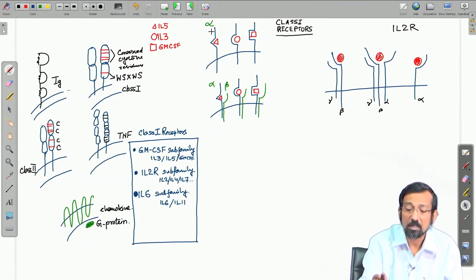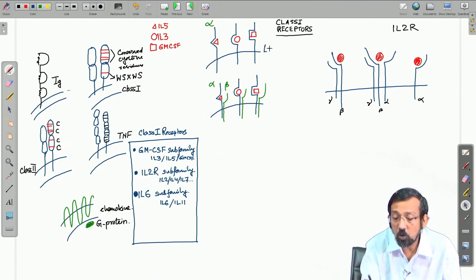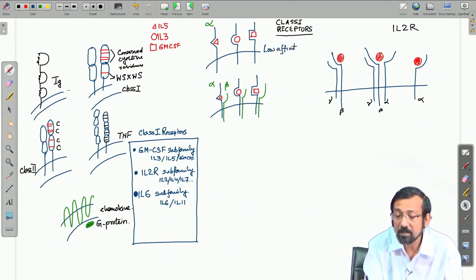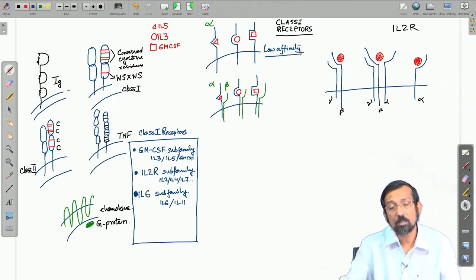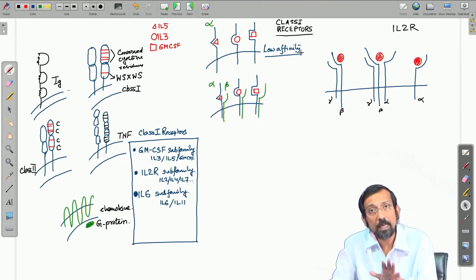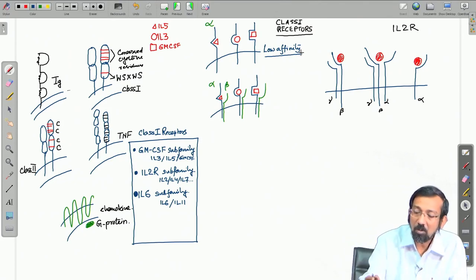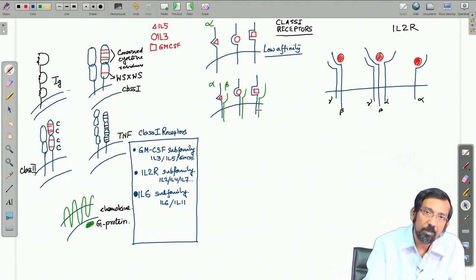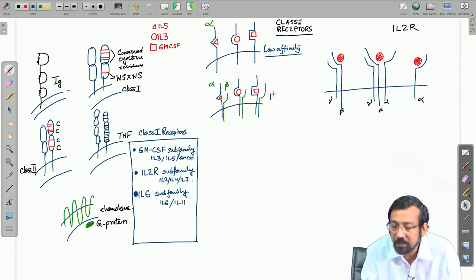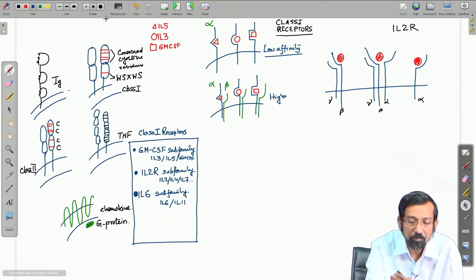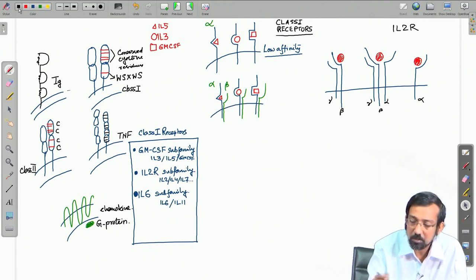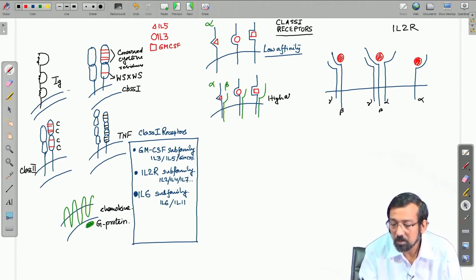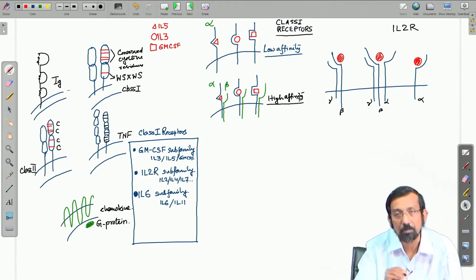As soon as the alpha subunit binds, this binding is called a low affinity binding, and hence this alpha receptor is called the low affinity receptor, because the binding is complete only in the presence of the other receptor counterpart, that is the beta. When there is a low affinity binding by the alpha subunit, then only the beta subunit comes in, and there is a high affinity binding. So, now this is a high affinity receptor, because now you have both the alpha and the beta subunits.